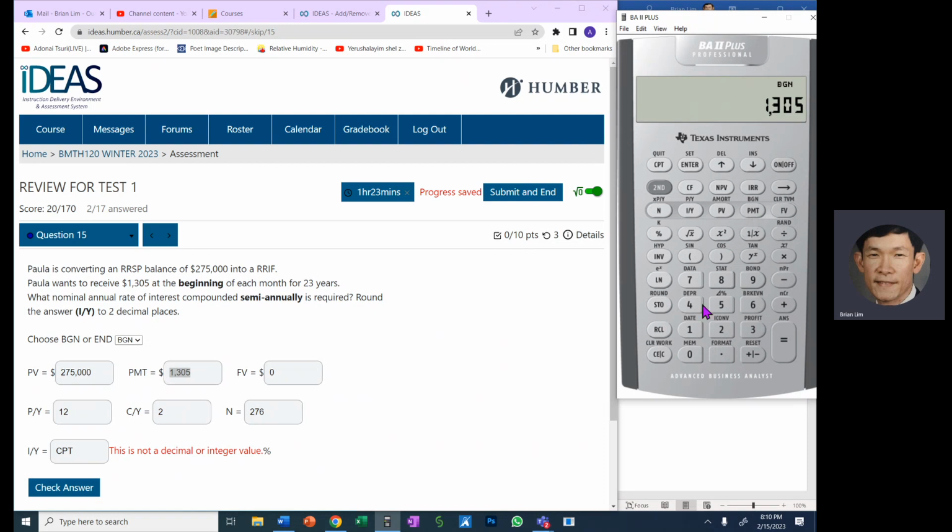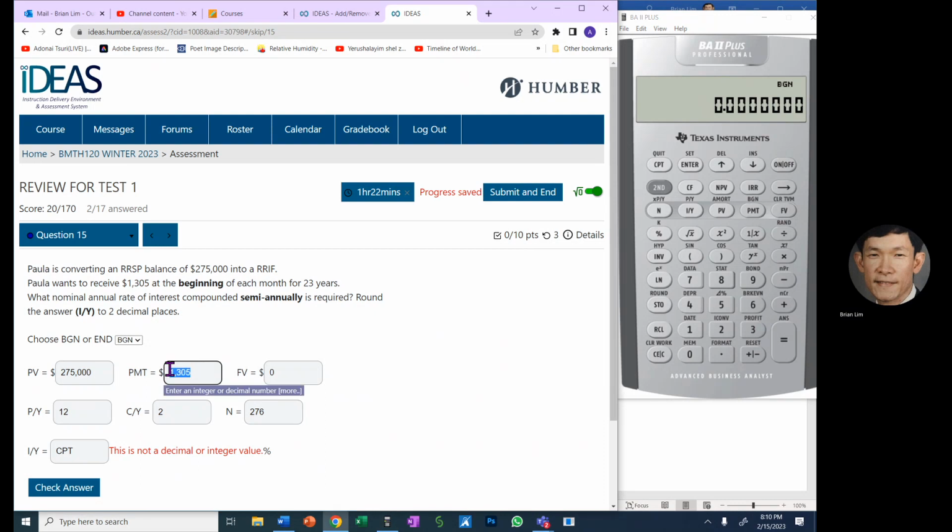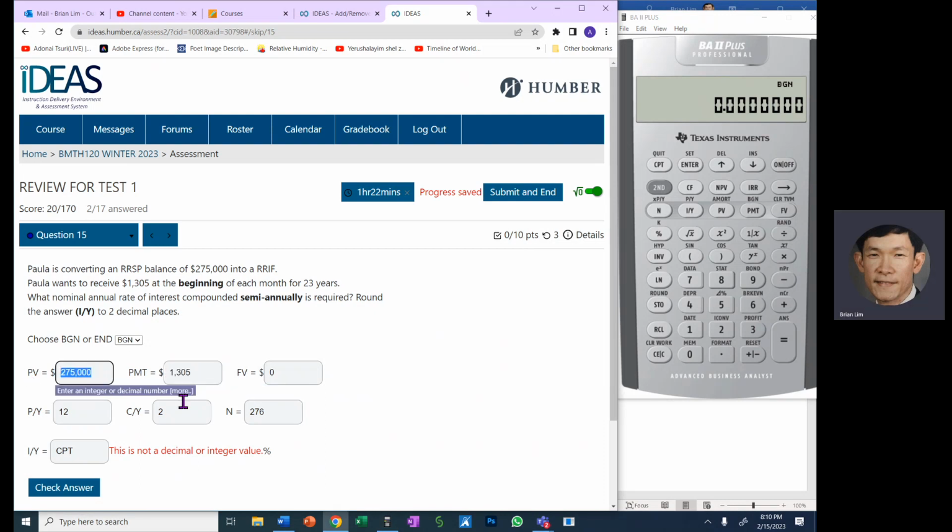Now let's say we did put that in as positive, right? And we put 0 for the future value. Why positive payment? Because it's being received. And now if we compute IY, we will get an error of 5. And that error of 5, it is because these two values are the same sign. If they're both positive or both negative, it will result in an error of 5.